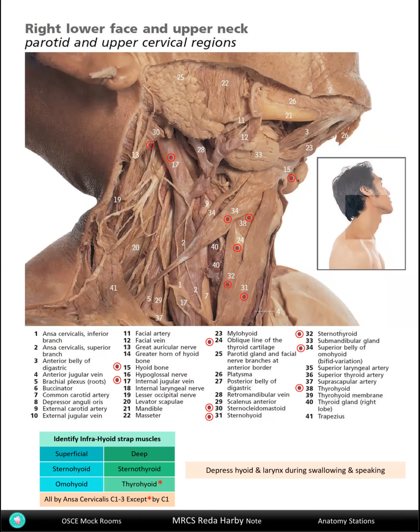Yeah, it's divided, it seems, into superficial and deep. Sternothyroid, sternohyoid, omohyoid, and thyrohyoid. Very nice. So we have superficial and deep. Superficial are sternohyoid and omohyoid. The deep are sternothyroid and thyrohyoid. All supplied by ansa cervicalis C1 to C3, apart from thyrohyoid by only C1. The action is depressing the hyoid and larynx during swallowing and speaking.